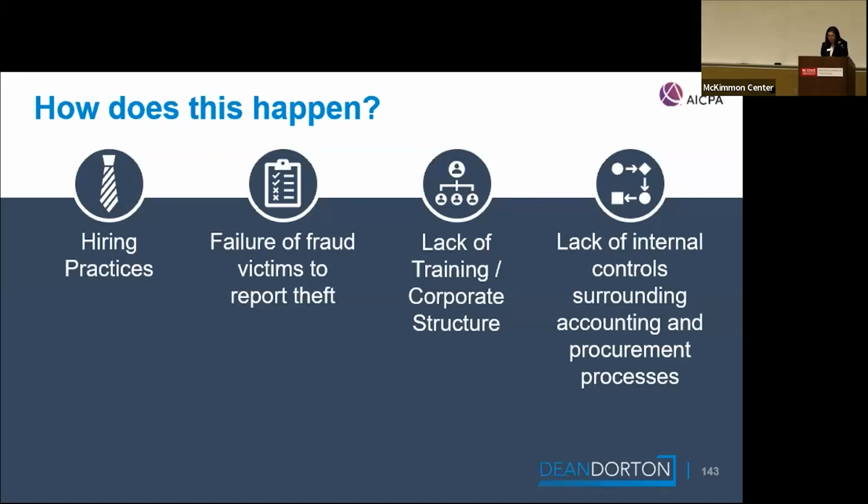Lack of internal controls surrounding accounting and procurement processes. I mean, most of you are CPAs, you all know what this is. The reality is many organizations cannot have internal controls the way they would be written about in a textbook because you just don't have enough employees. And that is what it is, but there's certain things you can do to mitigate the risk of employee corruption in those situations. And it might be having your auditor do some extra work.